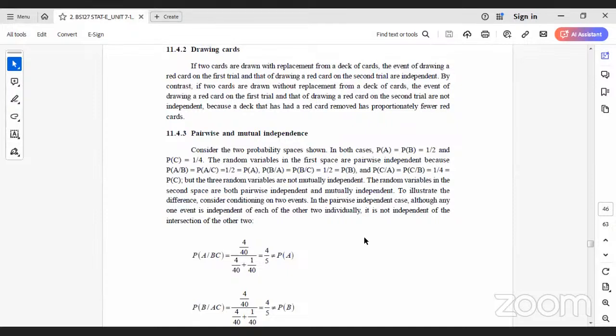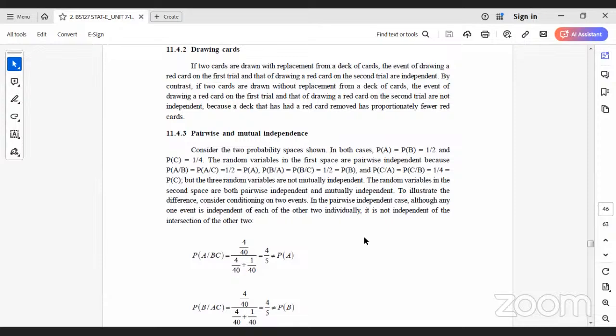Consider the two probability spaces. P(A) is equal to P(B) is equal to 1/2, and P(C) is equal to 1/4. So P(A∩B), P(A∩C) is equal to 1/2. P(A) is equal to P(B) is equal to 1/2, then P(A|B) is equal to P(A|C) is equal to 1/2, right or not?